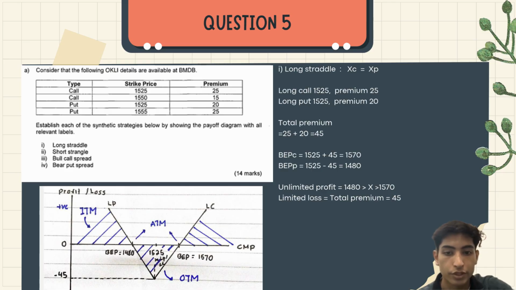The maximum loss is limited to the total premium paid, which is 45 points. This happens when the OKLI's price stays exactly at 1525 because both options have no intrinsic value. So the strategy is suitable when the investor expects high volatility but is unsure whether the price will go up or down. The graph shows that the lowest point is at strike price 1525, showing the maximum loss of 45. Profit increases when the price moves below 1480 or above 1570.